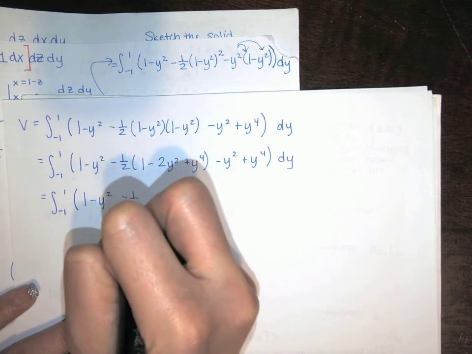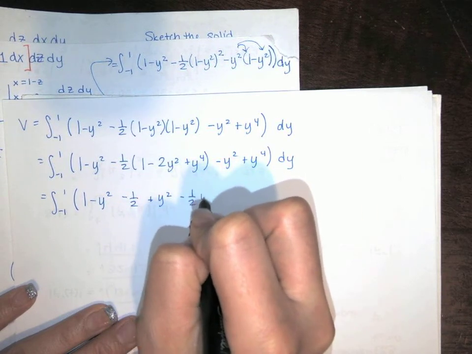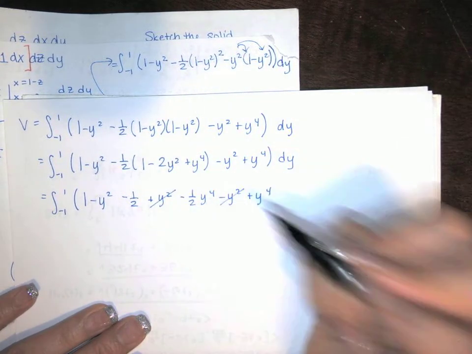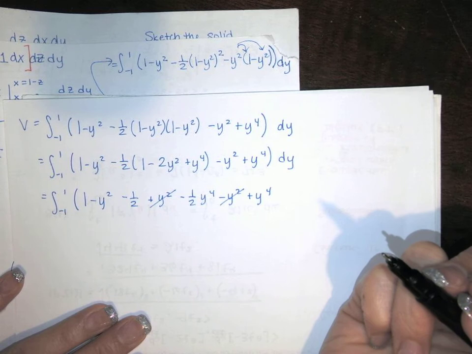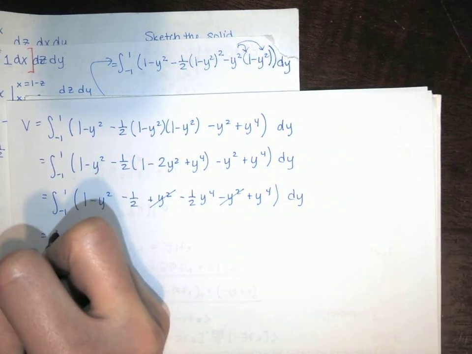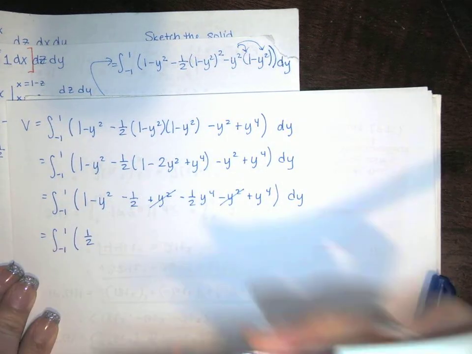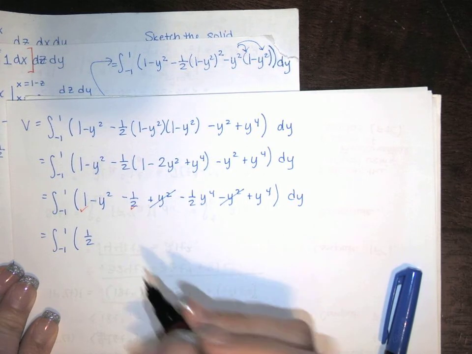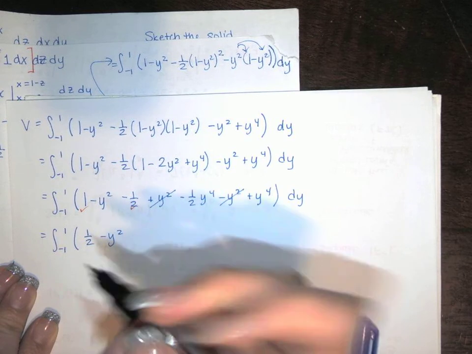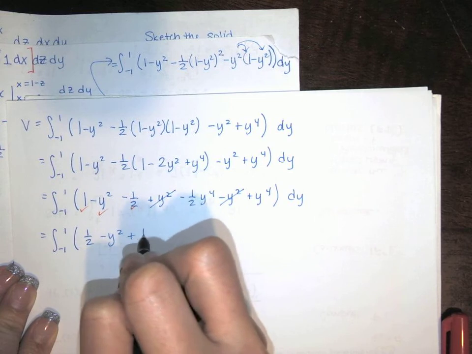Distribute the negative 1/2. Negative 1/2 times negative 2 is positive 1. And the y squared and the negative y squared reduce. Okay. Any other like terms we can combine? 1 minus 1/2 is 1/2. So those are taken care of. Negative y squared, I'll just bring that down. And then I've got y to the 4th minus 1/2 y to the 4th, so that's 1/2 y to the 4th.